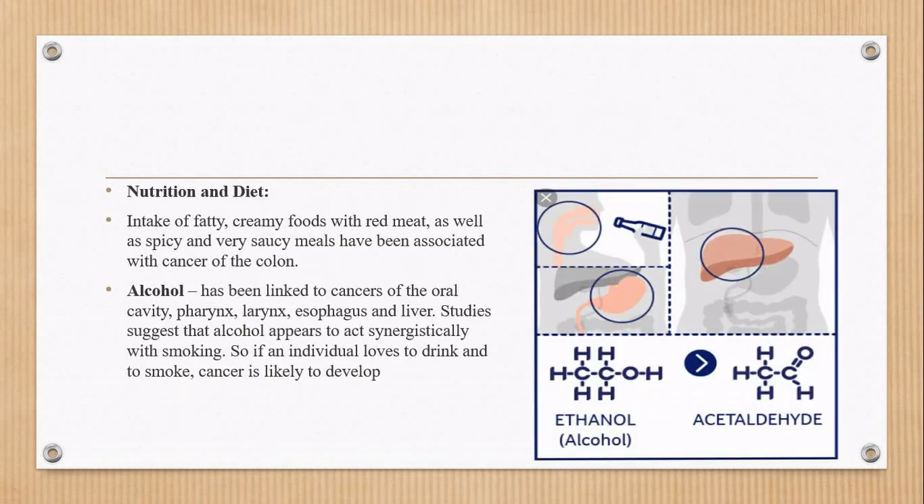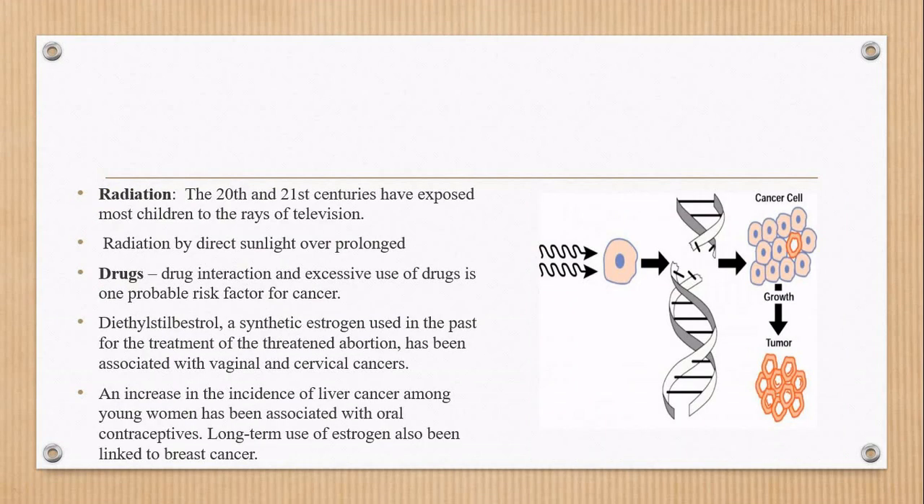Nutrition and diet. Intake of fatty, creamy foods with red meat, as well as spicy and very saucy meals have been associated with cancer of the colon. Alcohol has been linked to cancers of the oral cavity, pharynx, larynx, esophagus, and liver. Studies suggest that alcohol appears to act synergistically with smoking. So if an individual loves to drink and to smoke, cancer is likely to develop.